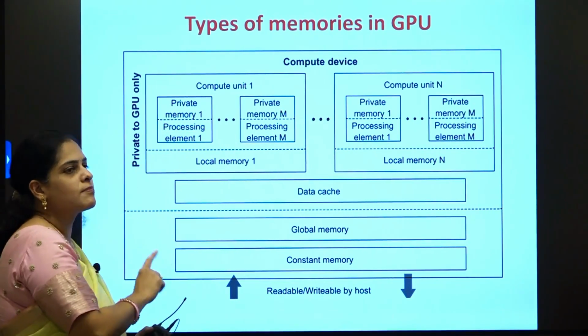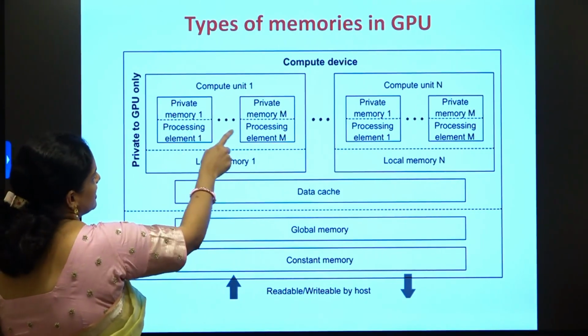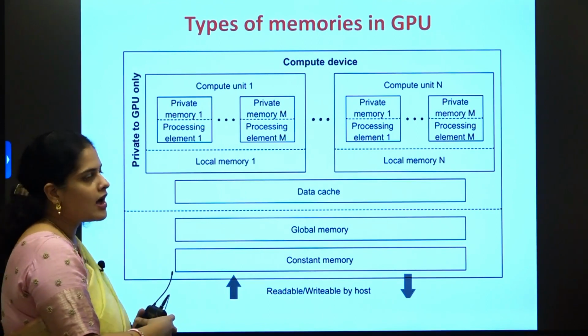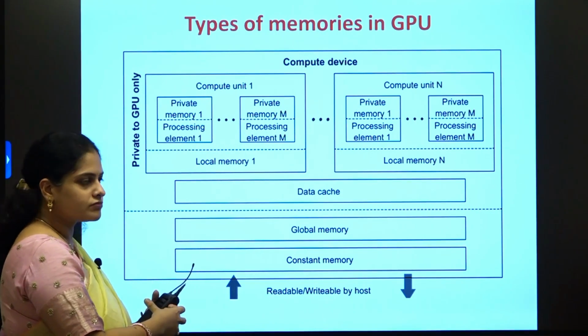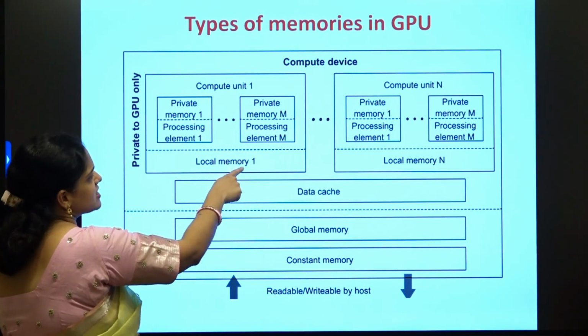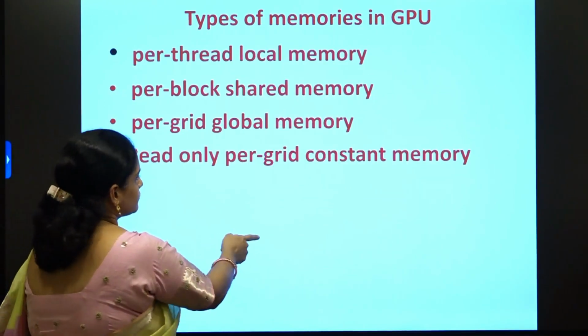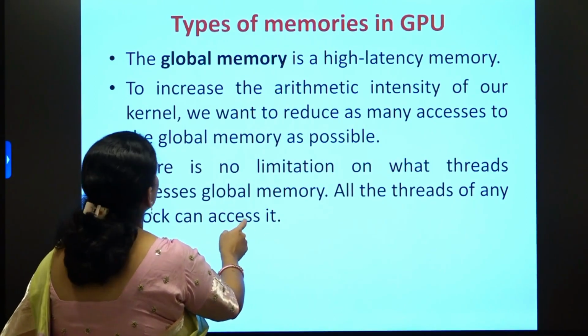And each and every processing element has its own private memory. So, for each processing element, a private memory is used to store its private data, and whatever data is common to the entire compute unit is stored in the local memory or global memory. And we will talk about each one.